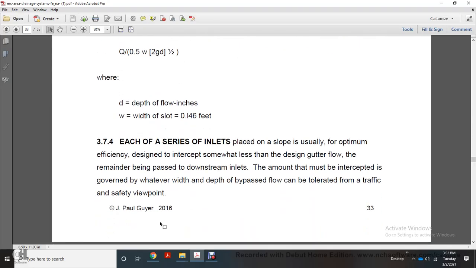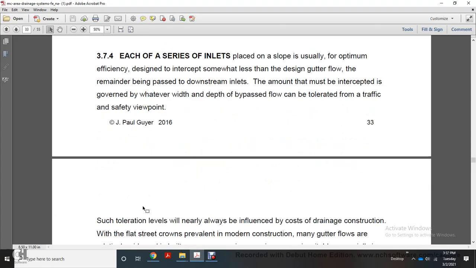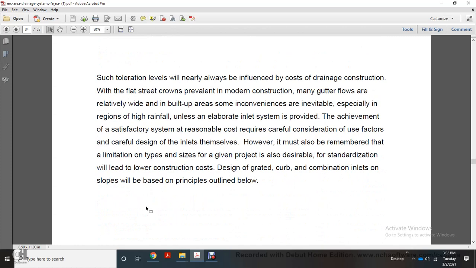Each of a series of inlets placed on a slope is usually designed for optimum efficiency. The intercept is somewhat less than the design gutter flow, with the remainder being bypassed to downstream inlets. The amount that must be intercepted is governed by the width and depth of the flow that can be tolerated from a traffic safety viewpoint. So this toleration level will nearly always influence the cost of drainage construction.